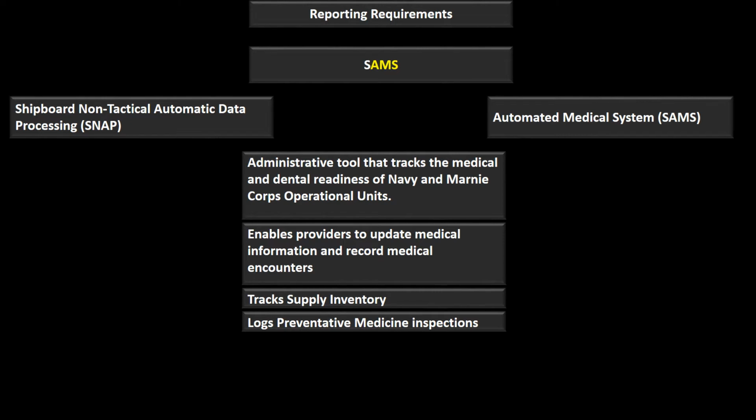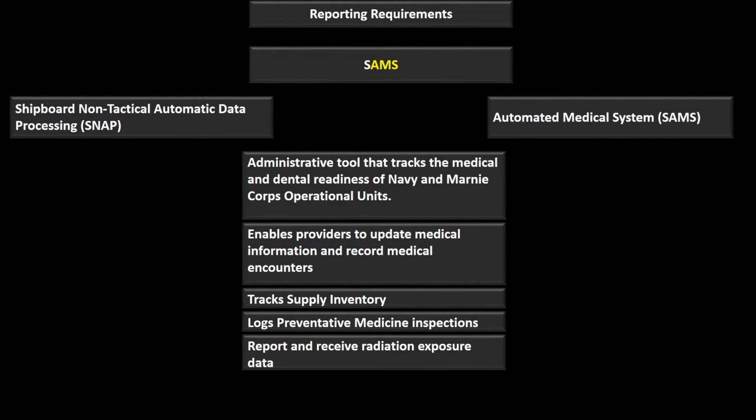You're going to log your preventative medicine inspections, which we'll get into later. You can report and receive radiation exposure data, and you can also manage your medical training. SAMS is a standalone system. It is not connected to all the other programs. That's an important thing to remember to differentiate it from the other systems.